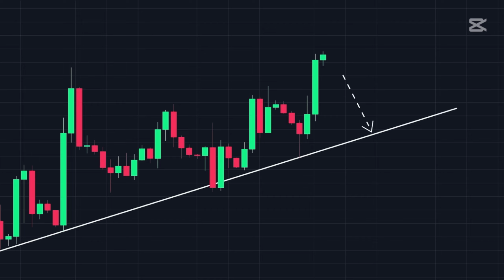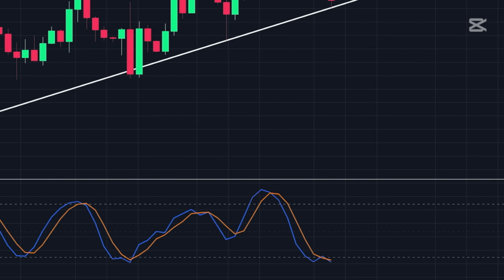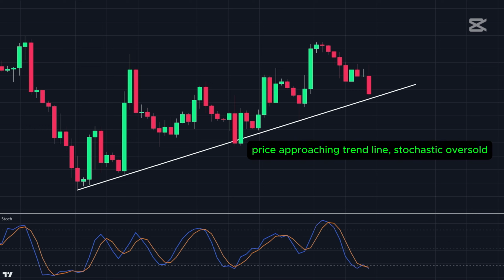Once the tool is set up, we can start looking for entry points. What I look for is when the price approaches the trend line while the stochastic's blue line moves into the oversold zone, which is the lowest area on the indicator. This scenario would look like this.